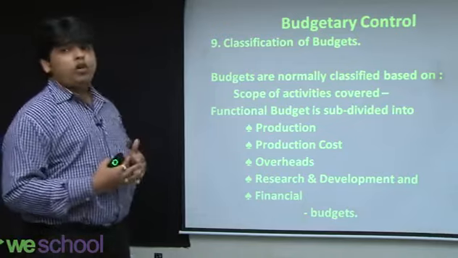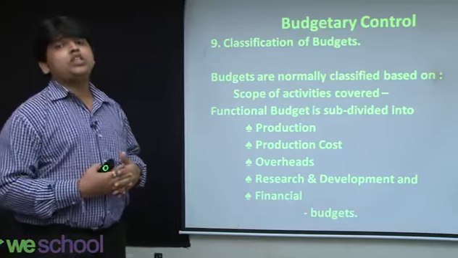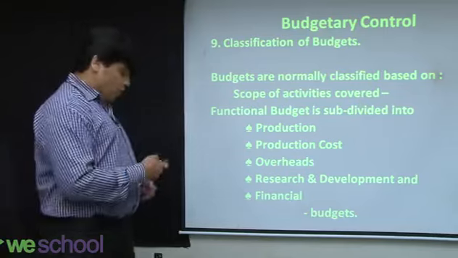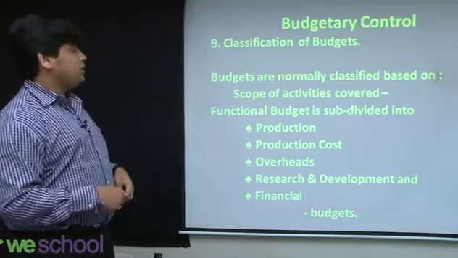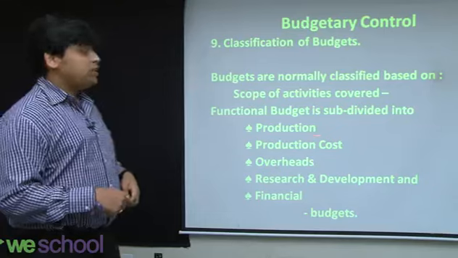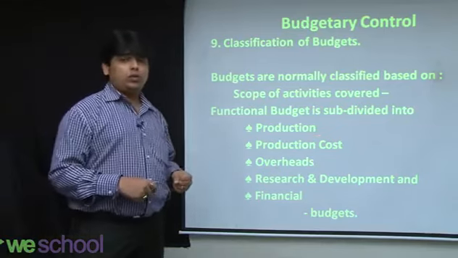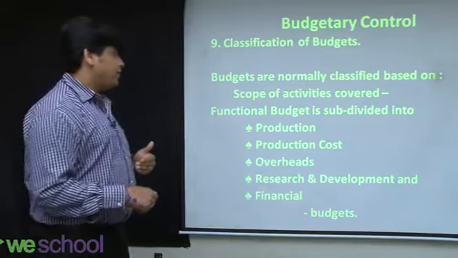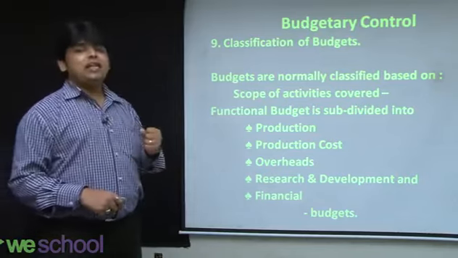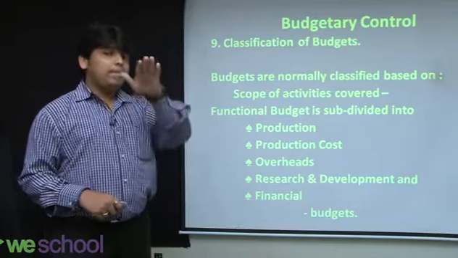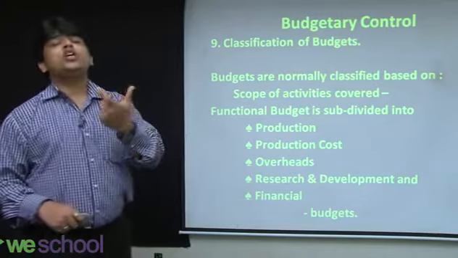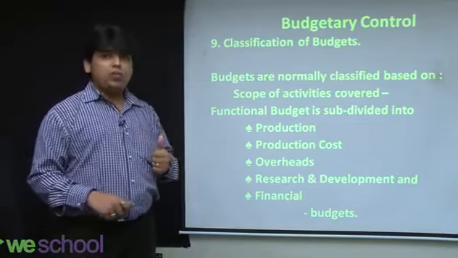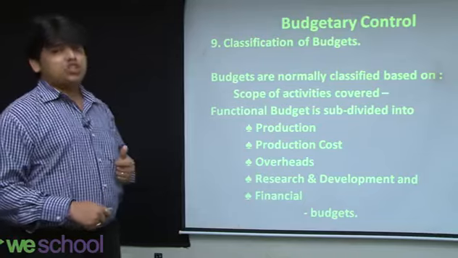In production budget, we'll make a budget of production, meaning what are the units produced. So what is the formula for the production budget? How to make the production budget? Please write down this formula when you are watching this video: production budget is equal to sales plus closing stock minus opening stock. Sales plus closing stock units minus opening stock gives you the production budget.